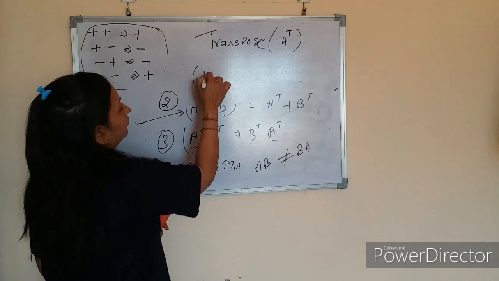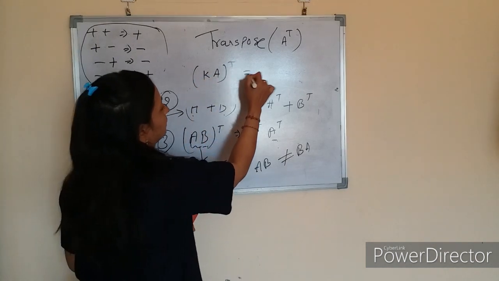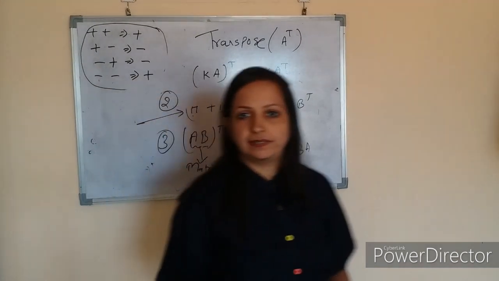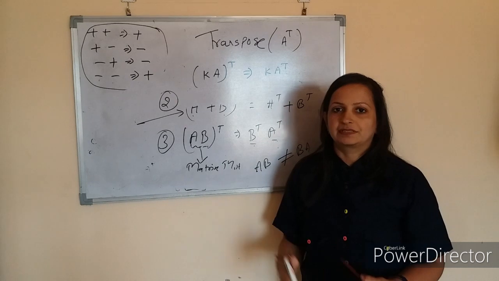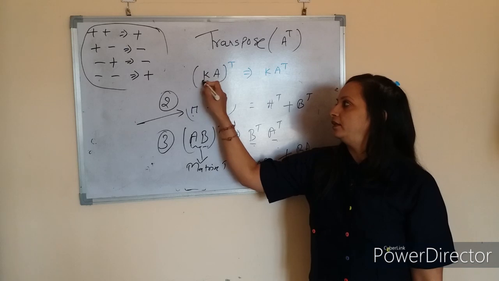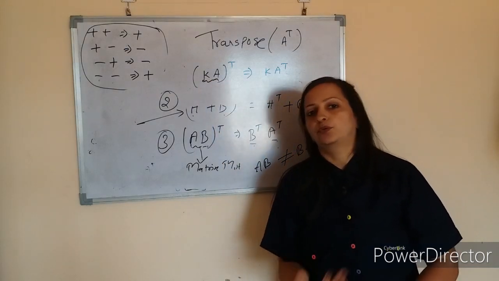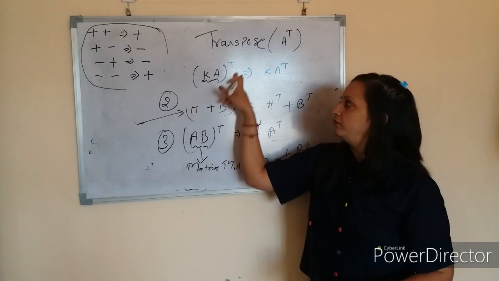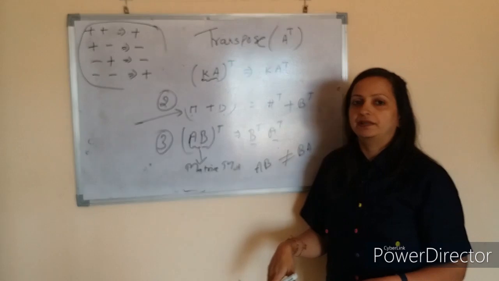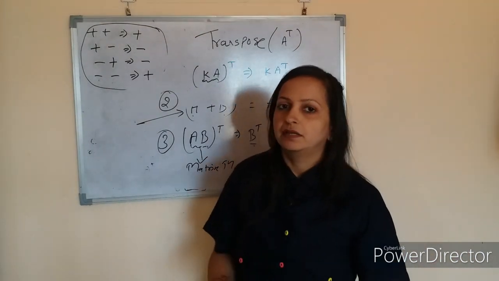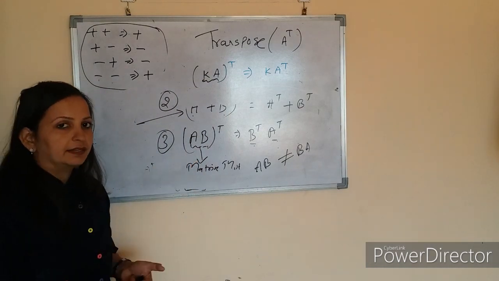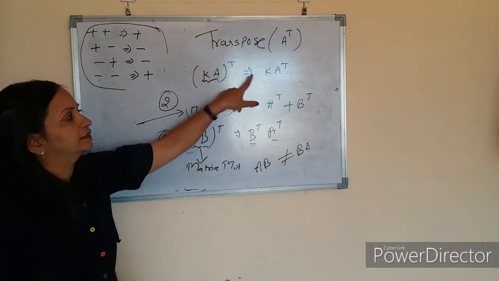There is one more property which you can prove right now, that is (kA) transpose is equal to k into A transpose. What is k here and what is kA? We have already discussed scalar multiplication. So k is any scalar number, A is a matrix. So kA is my scalar multiplication, just like 2A, 5A, 7A, and then we transpose that matrix. Or I firstly transpose my matrix and then multiply it with the scalar number, I will get the same result. So these are the 4 properties of transpose.